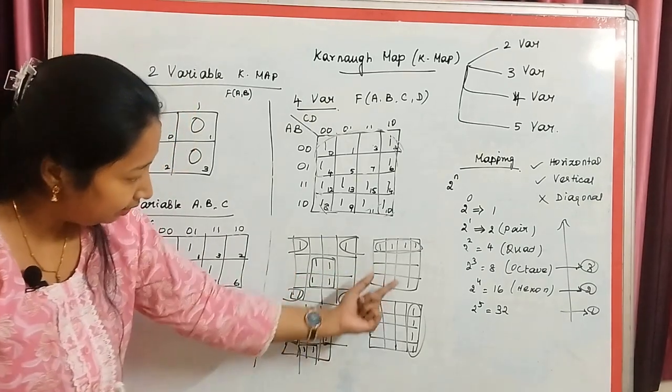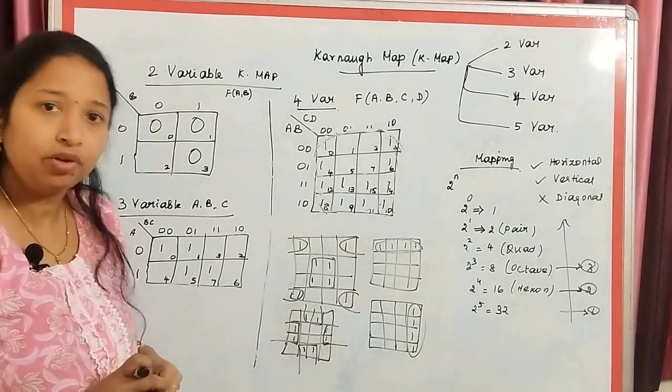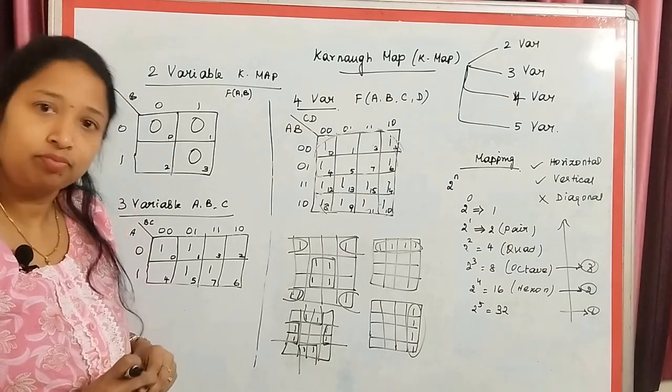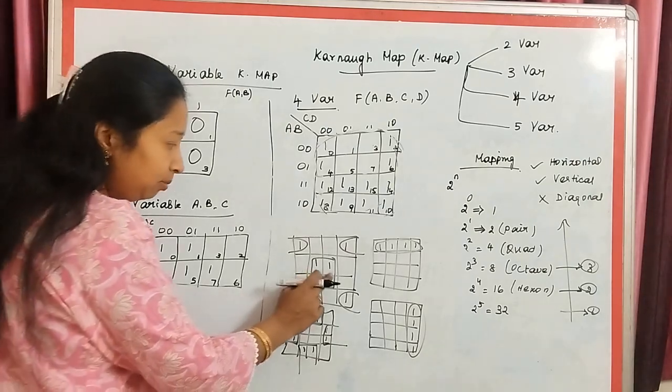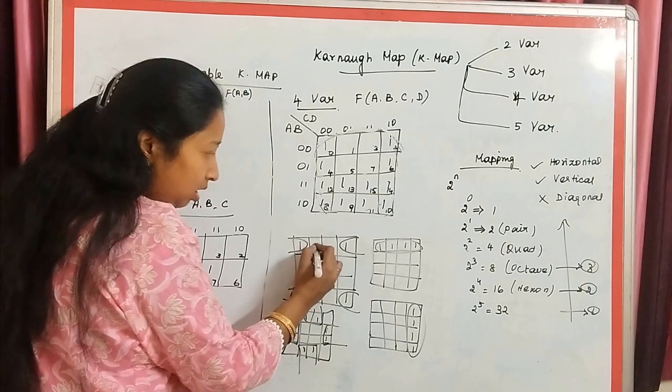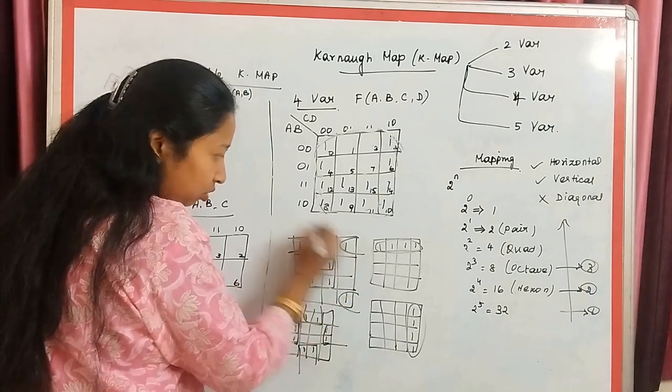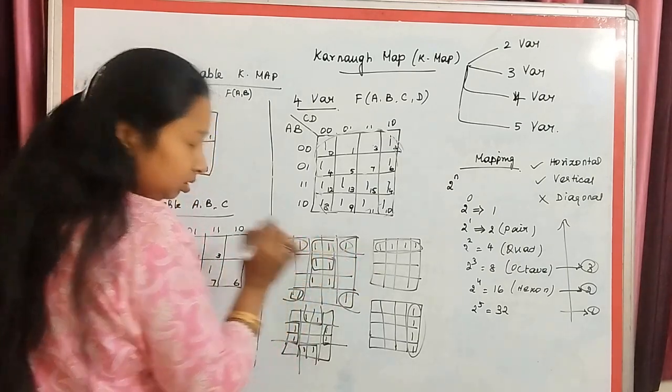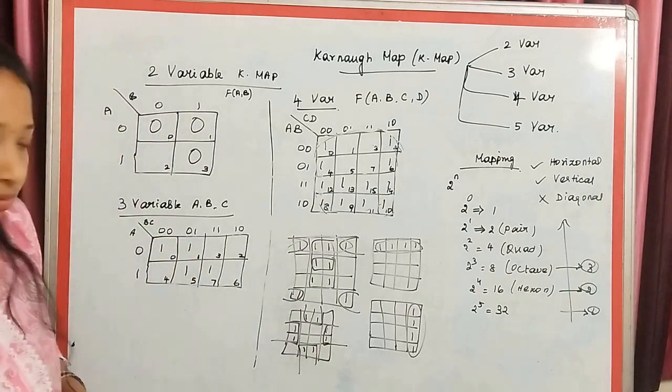Understood? These are the different possible combinations for a quad, how you can group them. Fine. These 4 numbers, not necessary it has to be here. If you have ones like this again, you can group it. Overlapping is allowed.